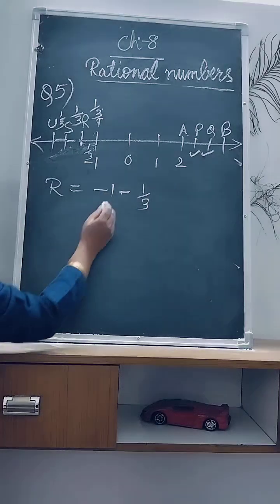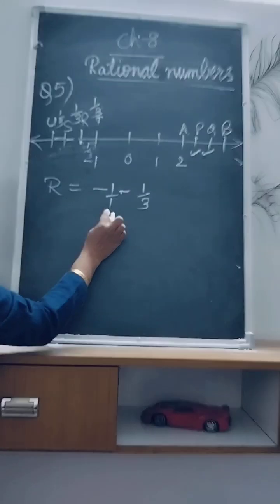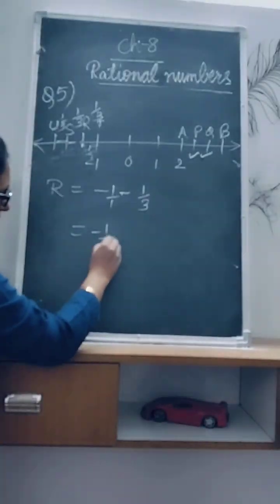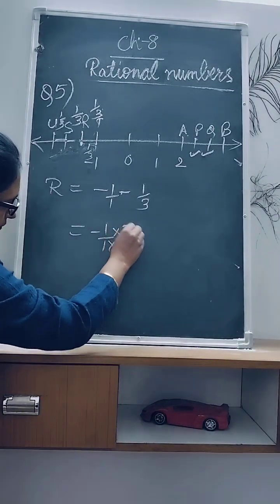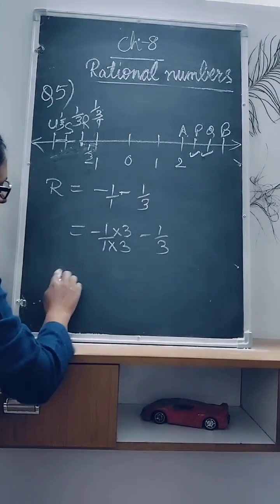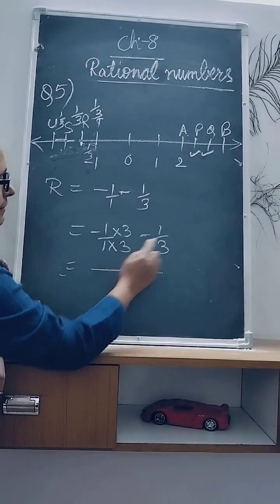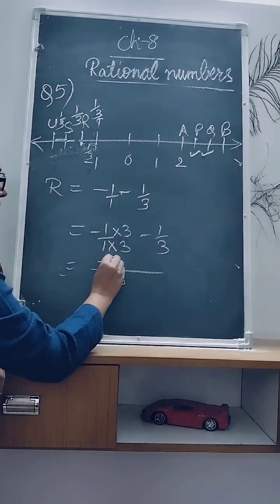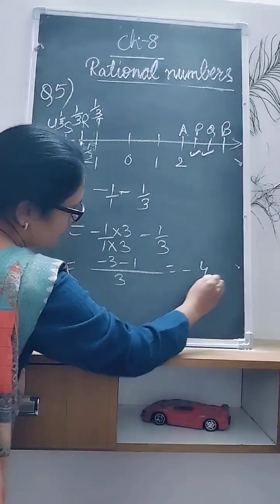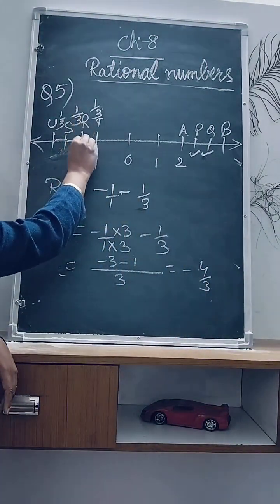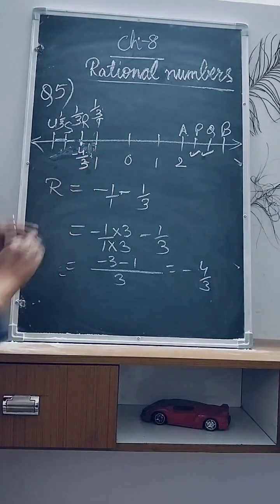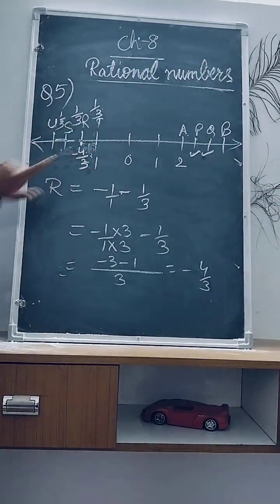If nothing is written in the denominator, we can write 1. LCM of 1 and 3 would be 3. And -1, so we will multiply both. Okay, so what did we get? The LCM is the same. Now we will write the ones: 3 minus 1. So minus minus is added, giving -4 by 3. So what we got for R is -4 by 3. Take it, the R value comes out to be -4 by 3.